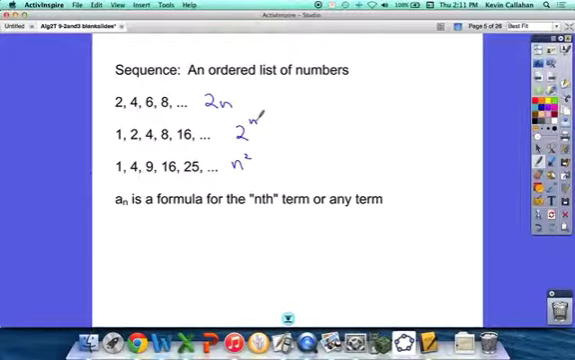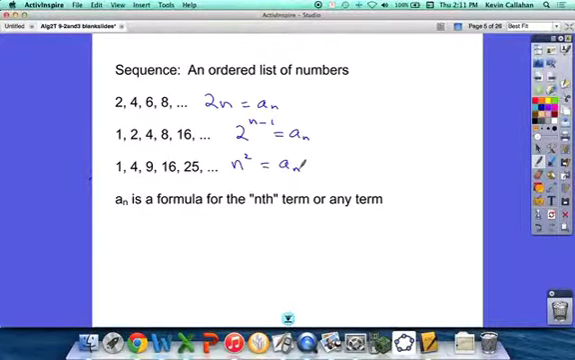But would 2 to the n generate that sequence? What would happen if you plug in n equals 1? What would be the first term? But it's not. It's 1. So this one actually is 2 to the n minus 1. Now, when you plug in n equals 1, you get 2 to the 0, and anything to the 0 is 1. When you plug in n equals 2, you get 2 to the first, and there's your 2. So it's actually 2 to the n minus 1. So these are all formulas for the nth term in the sequence.